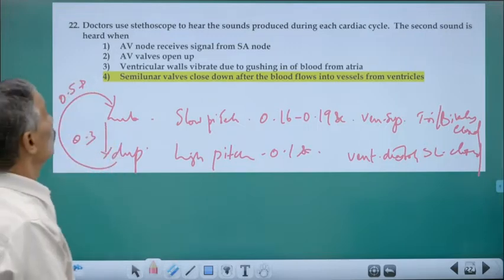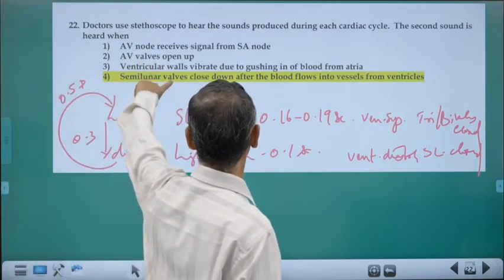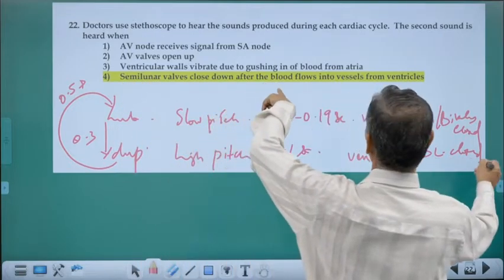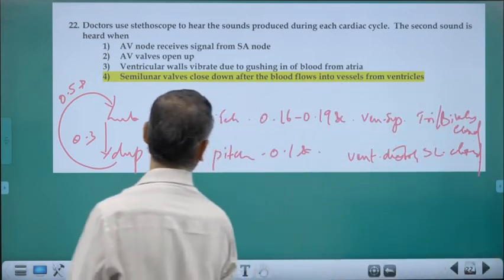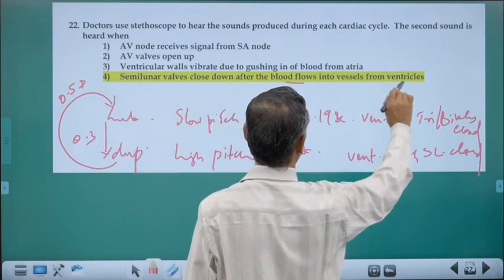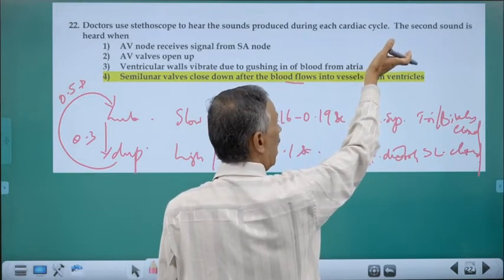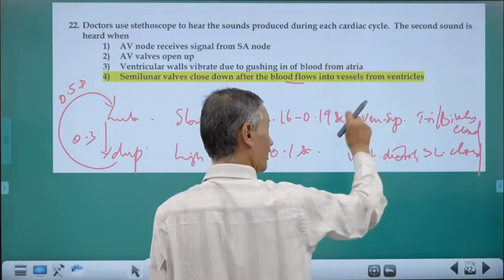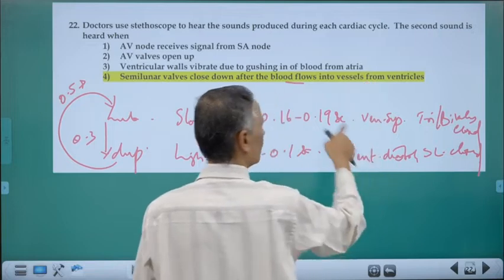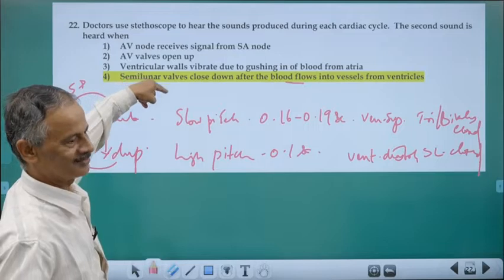Okay, so the second sound is dub, caused because of AV node, no, AV valves, no, ventricular valves vibrate, no, semilunar valves closed after the blood flows into the vessel from the ventricle. See, this is a confusing one. After the blood flows into the vessels from the ventricle, into the pulmonary artery and aorta, when it is contracting. After that, so after systole, that's the meaning. After systole, it is diastole. So during that, ventricular diastole, that's the meaning of that word. Is that clear?